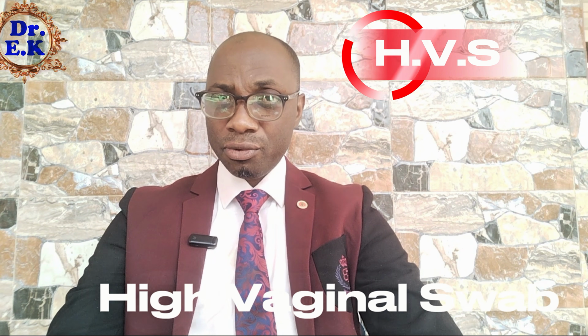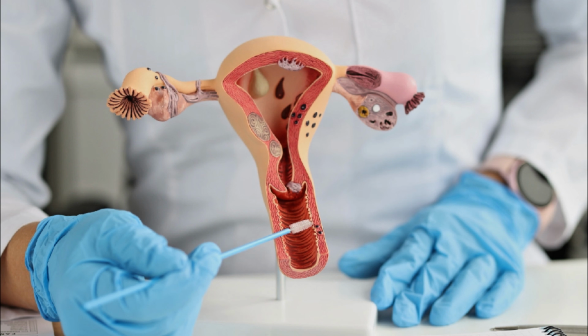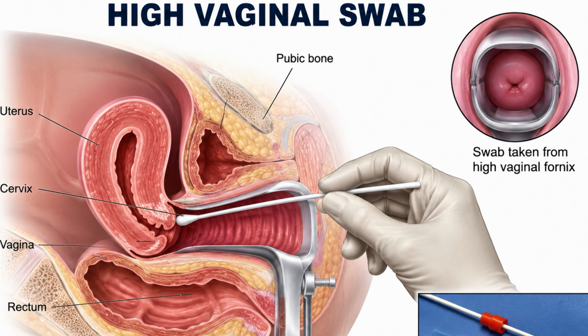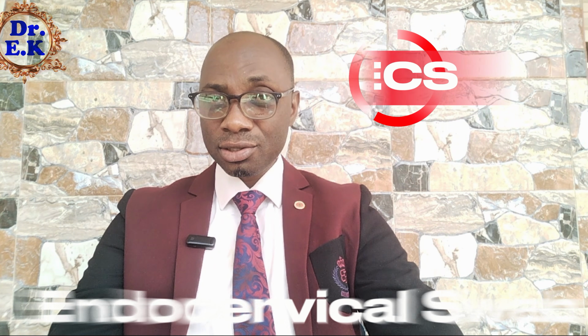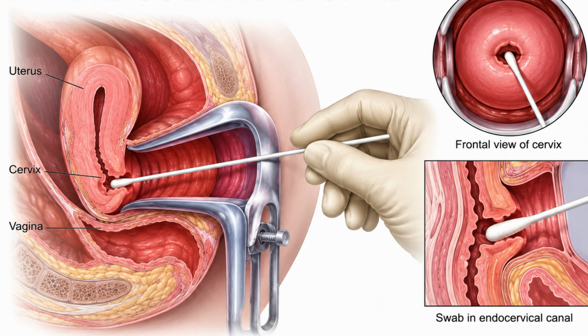That's what we call HVS. That is called high vaginal swab. We usually take samples from the upper part of the vagina for various investigations. Say women that have abnormal vaginal discharge, we usually take some specimen from the high vagina. That is called high vaginal swab. We also have endocervical swab. So we can also take the sample from the endocervix, that is the inside of the cervix, and also for investigation.